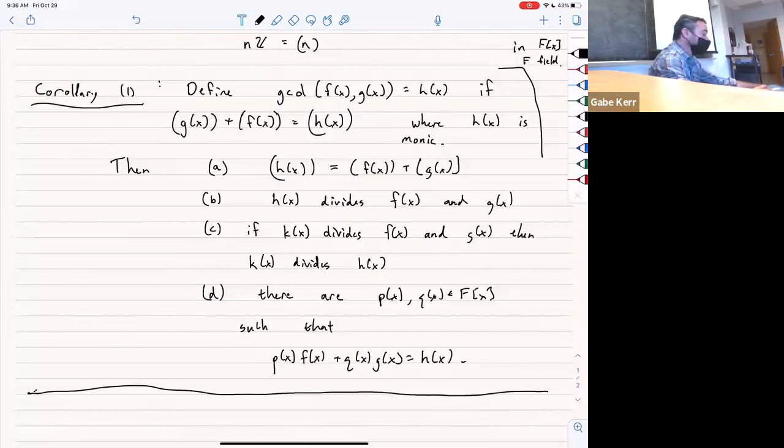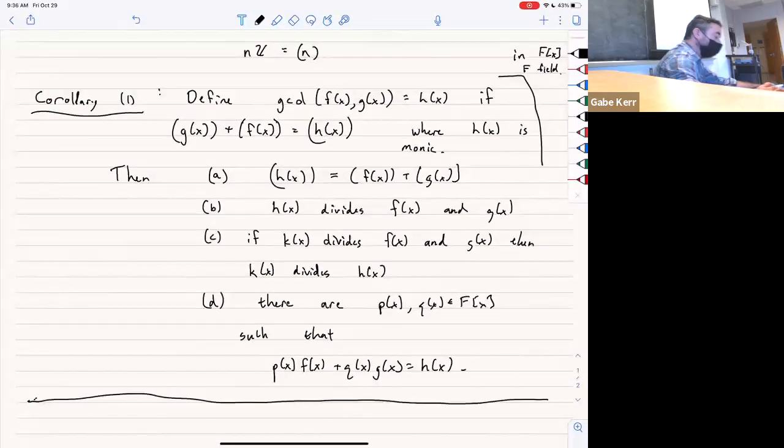Yeah, sorry. Monic? Monic means the leading coefficient is one. That's not so important for any of these results. They're all still true. It's there to make sure that h is uniquely defined. So x cubed plus one is monic, but 2x cubed plus one is not. Monic gives us uniqueness so that we can say something like this without ambiguity, because we can certainly multiply this by some nonzero constant and this equation is still true.